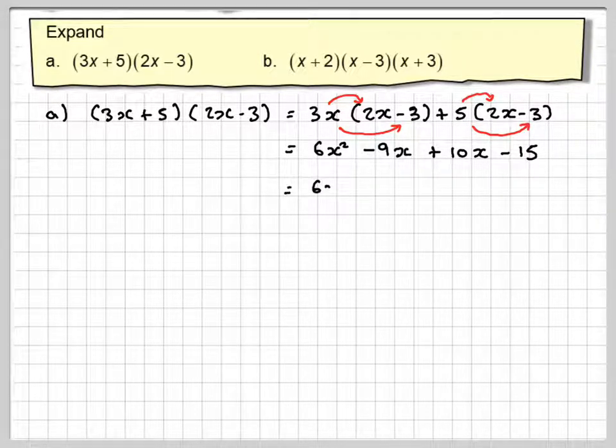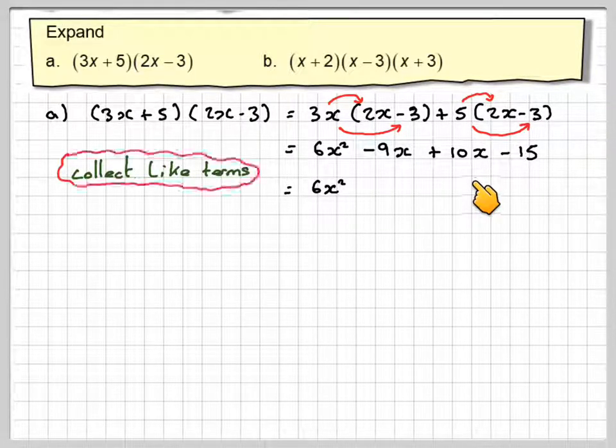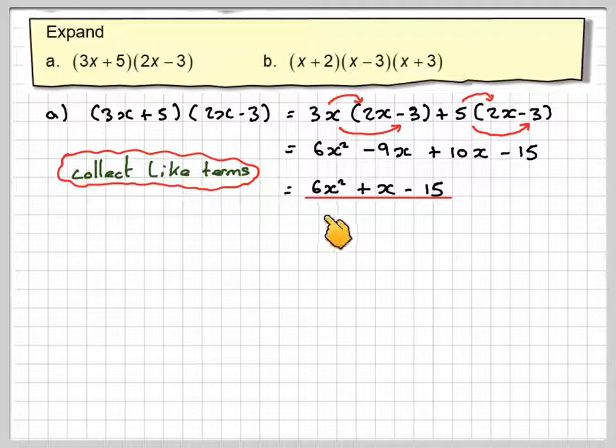So we will have 6x squared, and then we're going to collect the like terms together. So these are like terms, minus 9x plus 10x will just give me plus x. We don't normally write the 1 in, minus 15, and that's the answer: 6x squared plus x minus 15.